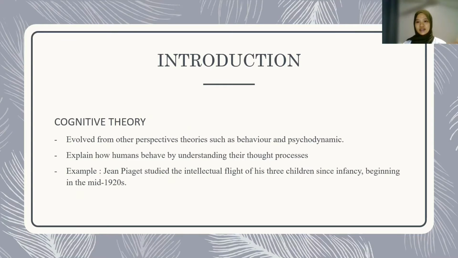So for the introduction of cognitive theory, it evolved from other perspective theories such as behavior and psychodynamic, which linked internal thought processes with human behavior. This cognitive theory also explains how humans behave by understanding their thought processes. For example, according to Jean Piaget, he studied the intellectual development of his 3 children since infancy, beginning in the mid-20th century.